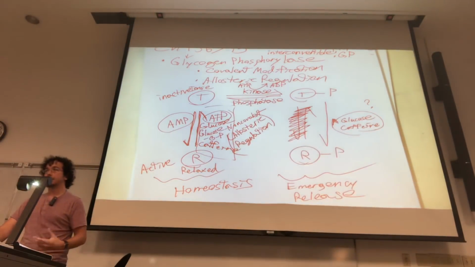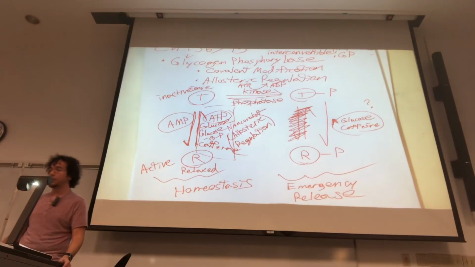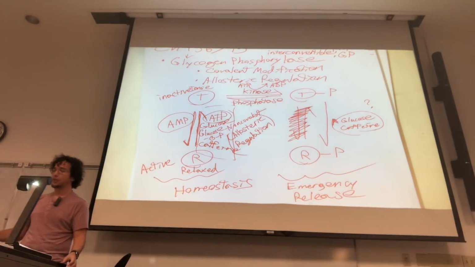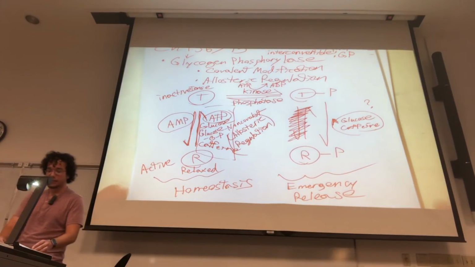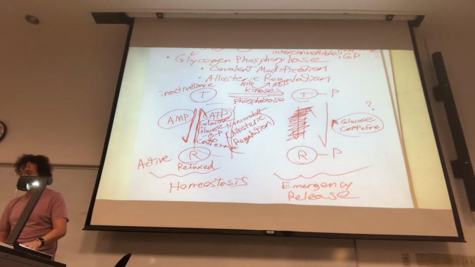These negative effectors exist to try to slow down this superactivated glycogen phosphorylase because you need to stop it at some point. So if there's already, again, plenty of glucose or caffeine happens to be around, it will try to shut off this enzyme. So this over here is for emergency release of glucose out of glycogen.